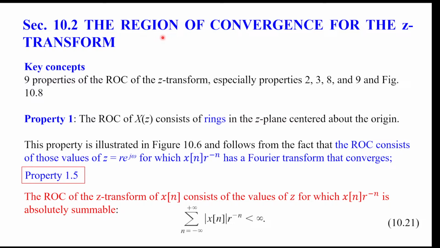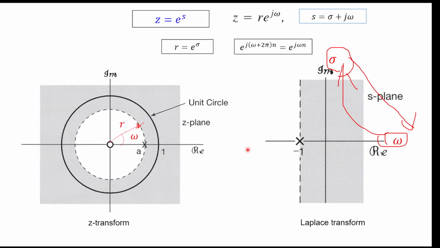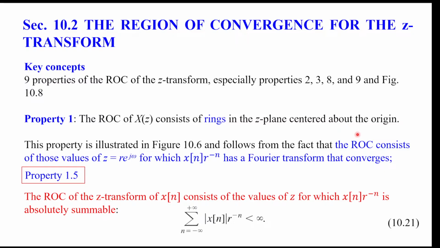So the first property, similar to the Laplace transform, is that the ROC of X of z consists of rings in the z-plane centered around the origin. So this was just what we said here. Compared to the Laplace transform, where we say the ROC consists of strips in the s-plane, we kind of loop those strips together into rings. So now in the z-plane, we have the ROC consisting of rings in the z-plane. And the derivation is exactly the same.